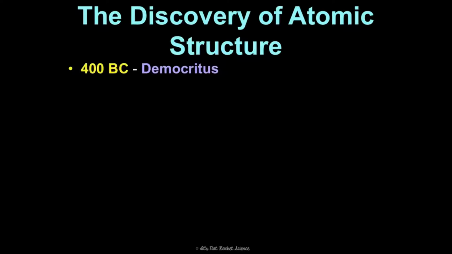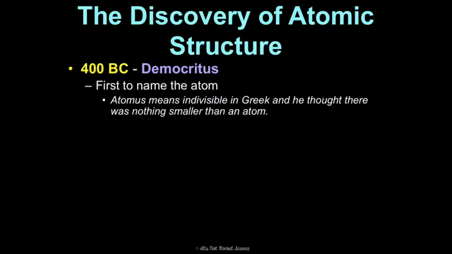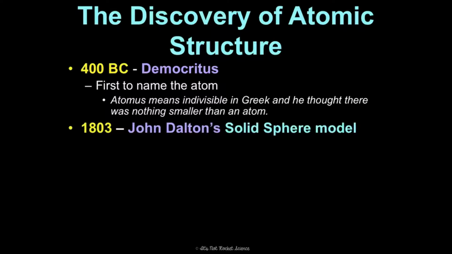So, in 400 BC, Democritus was the first to name the atom. And atomos means indivisible in Greek. He named it the atom because he thought that there was nothing smaller than it, that it couldn't be divided up, which we know today isn't true. But at the time, this was the understanding he was using.